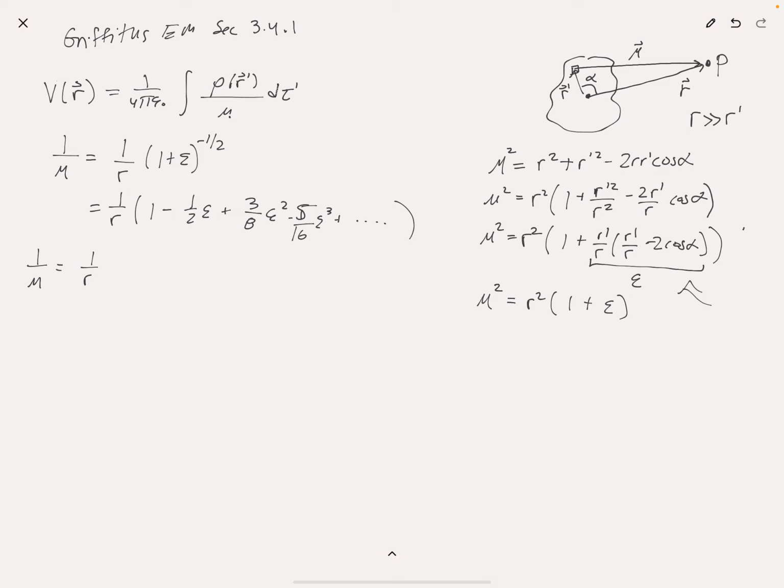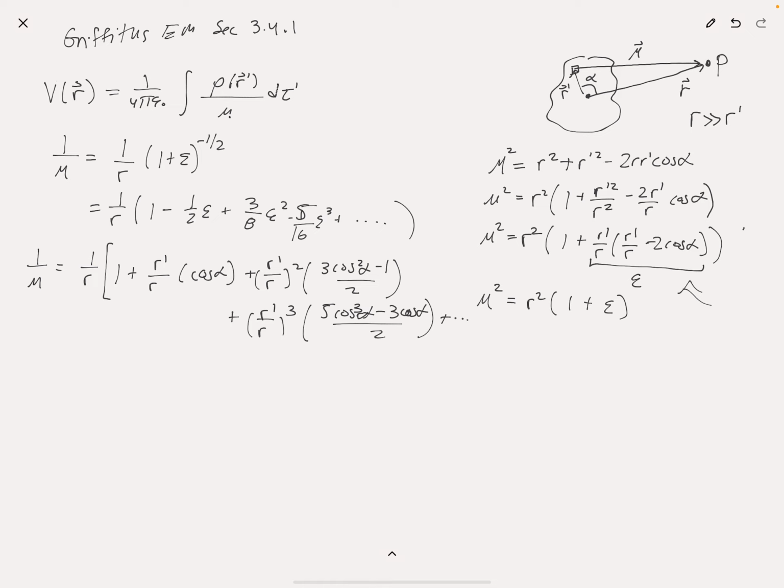And then rearrange everything. And I get something that looks like 1 over r, 1 plus r prime over r times cosine of alpha, plus r prime over r squared times (3 cosine squared alpha minus 1) over 2, plus r prime over r cubed times (5 cosine cubed alpha minus 3 cosine alpha) over 2, plus blah, blah, blah.